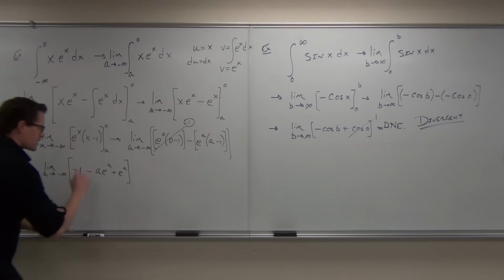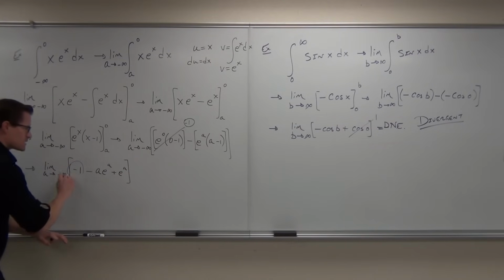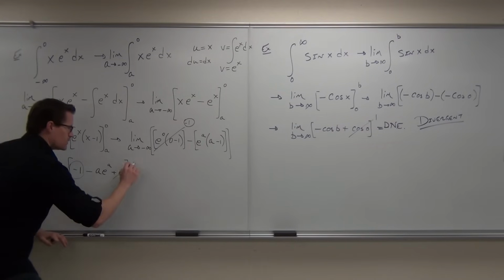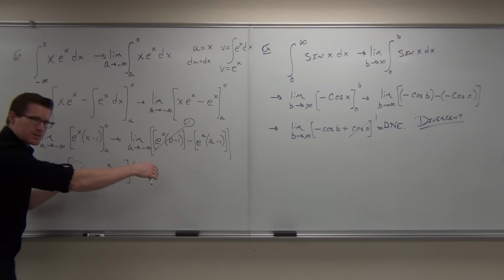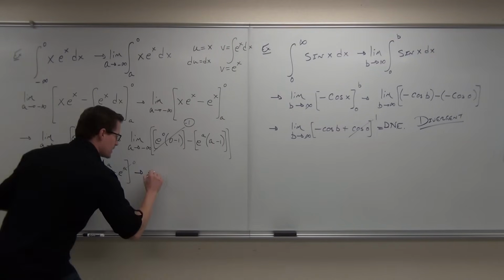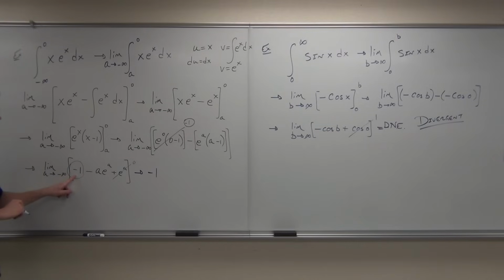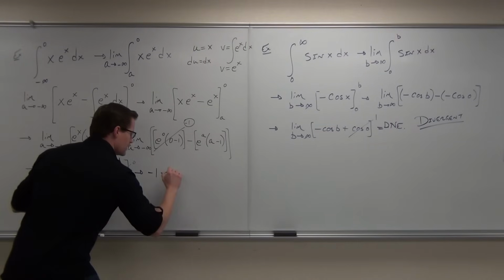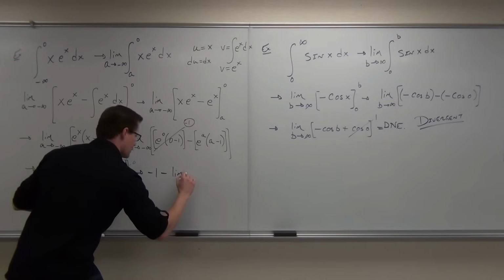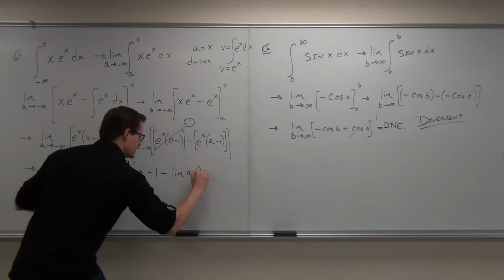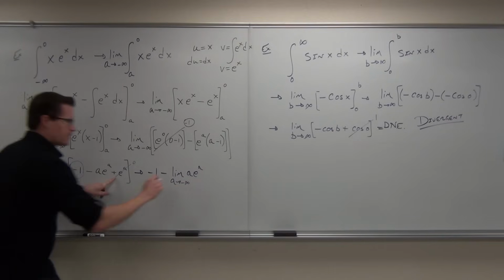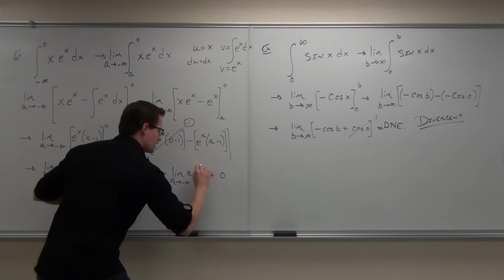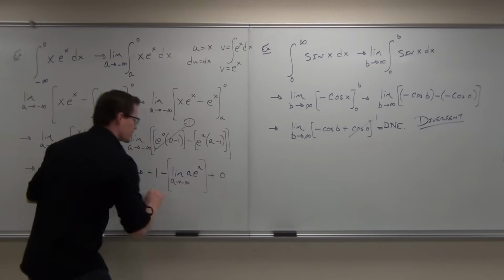So I'm going to do something here. I'm going to separate these. What I know is that this is -1. This is also 0. So I'm going to separate these limits. I know I'm going to have -1, minus the limit of a times e to the a as a approaches negative infinity, plus 0.